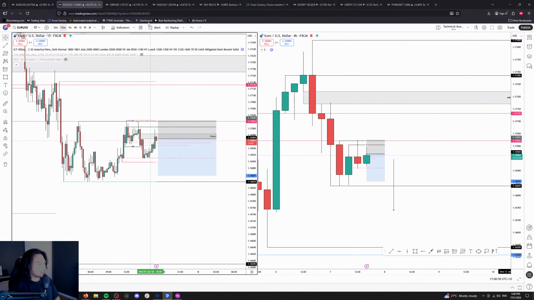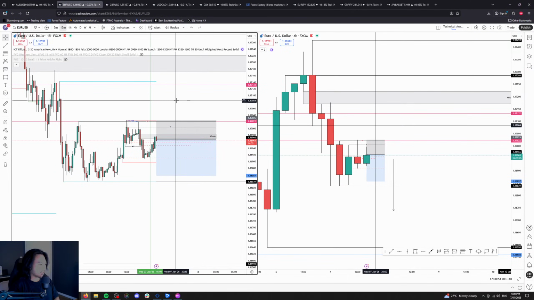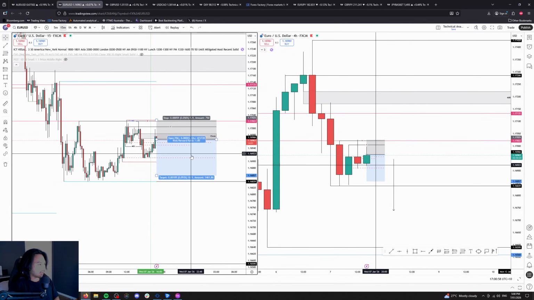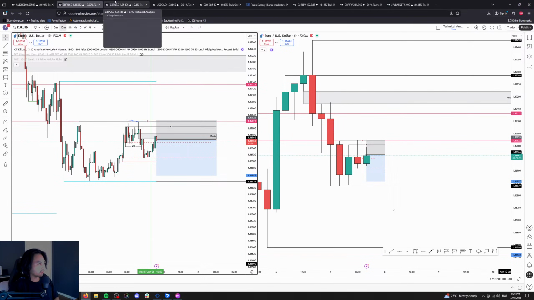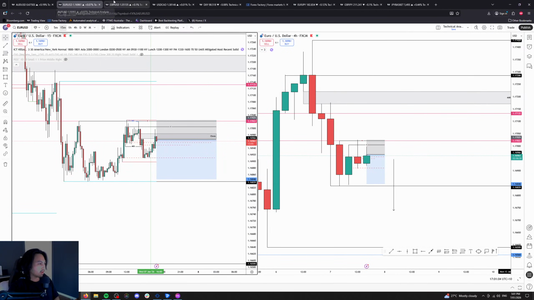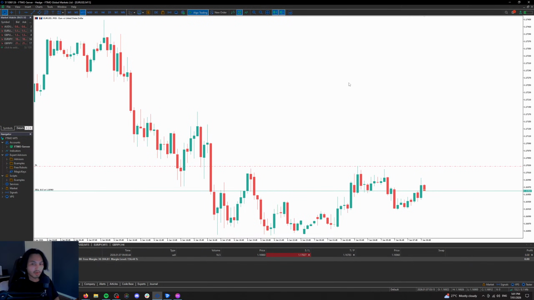Okay, because price actually came back into this level, there was no reaction from this news that just came out on retail sales. I'm just going to short this setup here, which I've just done an instant execution on. So let's go to Euro here.